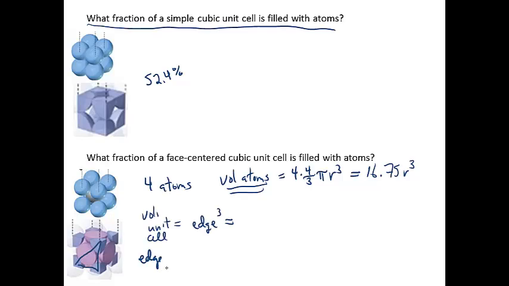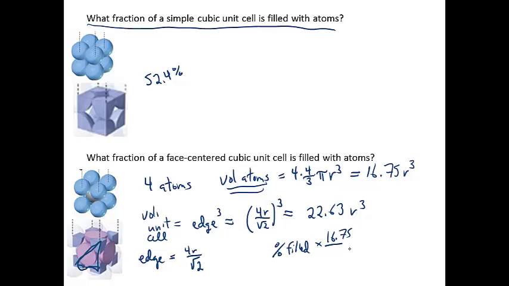Recall that the edge length is equal to 4r divided by the square root of 2. So therefore what we do is we're going to use that value cubed. So it's 4r divided by the square root of 2, cubed. And that's going to come out to be 22.63 r cubed.